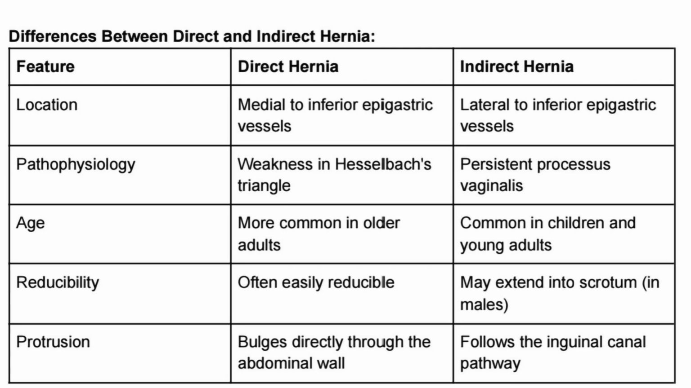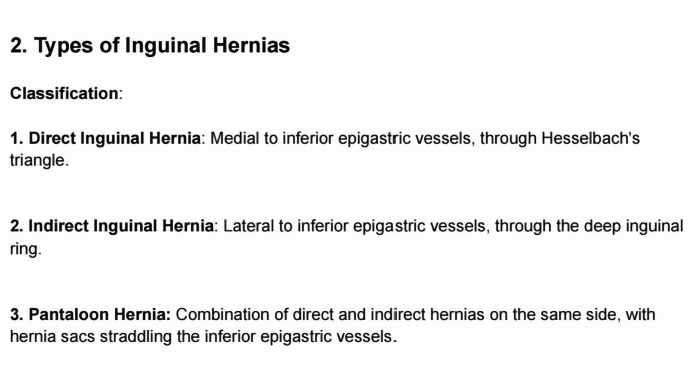In contrast, an indirect hernia occurs lateral to the inferior epigastric vessels and follows the pathway of the inguinal canal, often extending into the scrotum in males. This type is usually due to a congenital defect, such as a patent processus vaginalis, and is more common in younger individuals, including children. Now that we have understood these differences, let's move forward to discuss the types of inguinal hernias and their complications. Types of inguinal hernias.